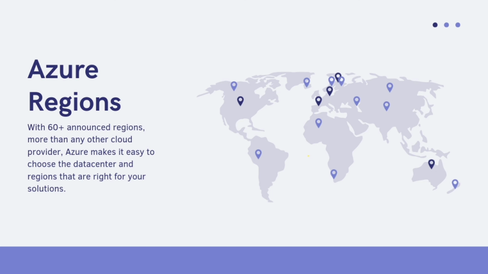All over the world they have set up regions, which is nothing but data centers. They have 60 plus regions, which we can interchangeably call data centers, that make your cloud solutions highly resilient and reach the SLA of 99.99% most of the time.